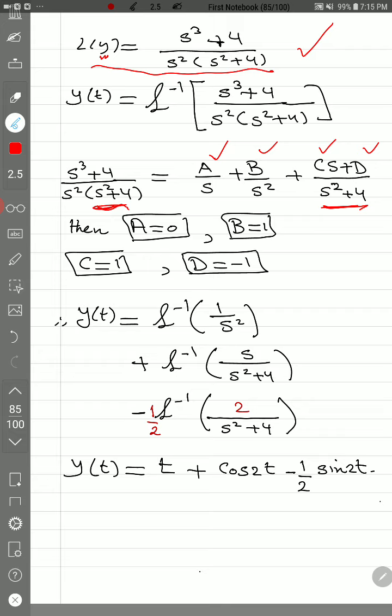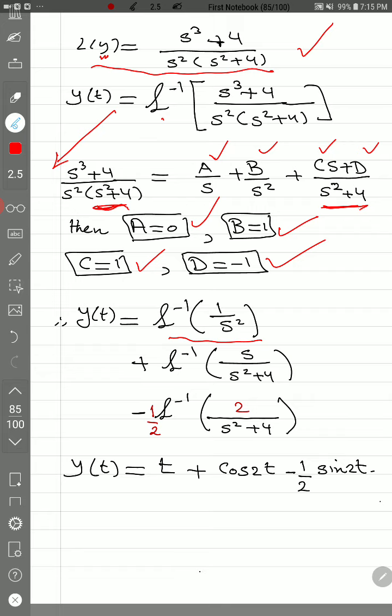I already did it. You multiply here by that term, and then either you calculate the coefficients of the powers of s, or you put in some values. So we get B equal 1, A equal 0, D equal -1, and C equal 2. Substitute back for these values here, and then to find y of t, you take L inverse of this. A equals 0, so it goes. B equals 1, so it will give us L inverse of 1 over s squared.